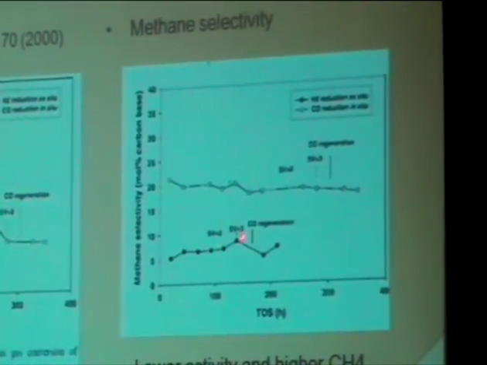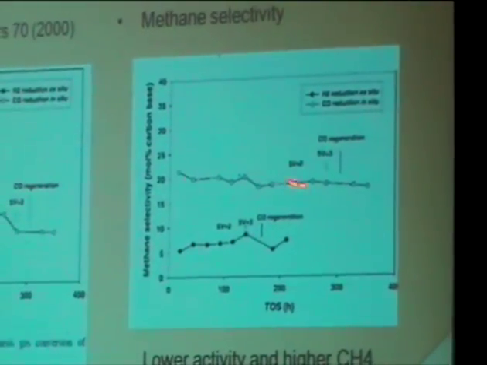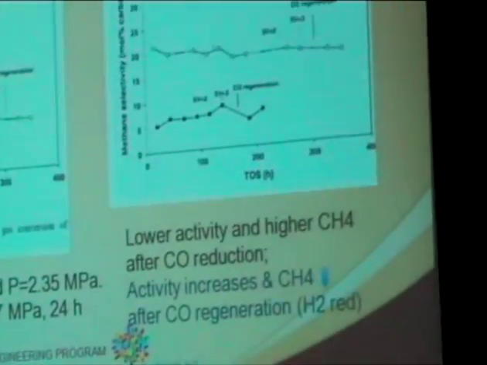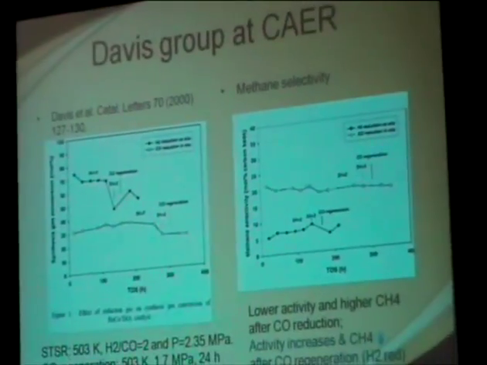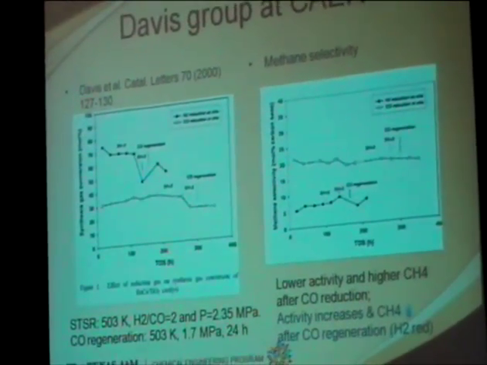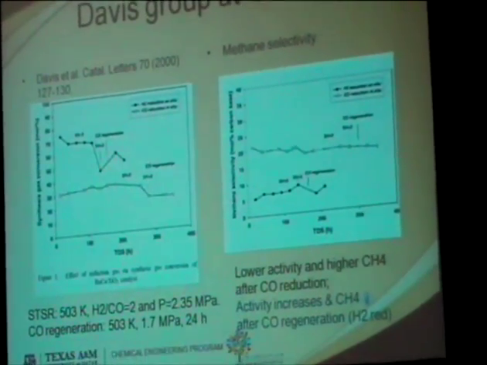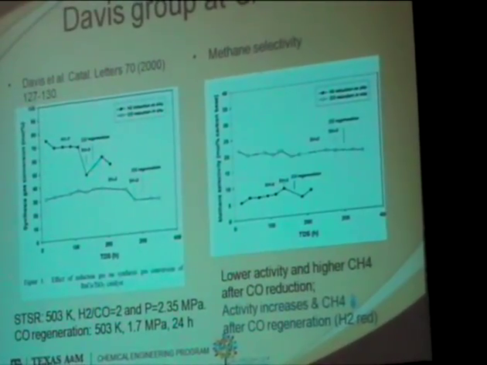The hydrogen reduced catalyst gives you less methane, and CO gives more methane. So some things are what the conventional wisdom tells you. You get lower activity and you get more methane if you use CO in the pretreatment.